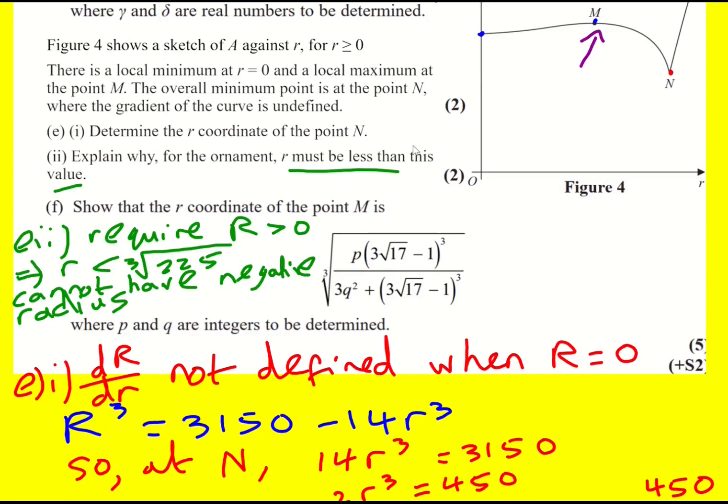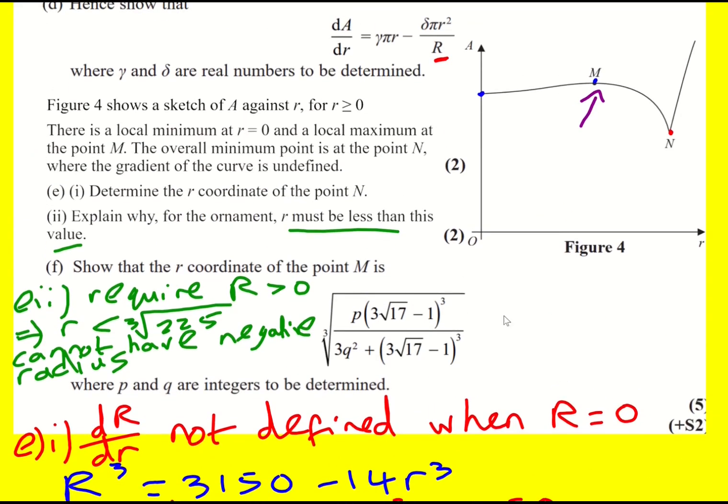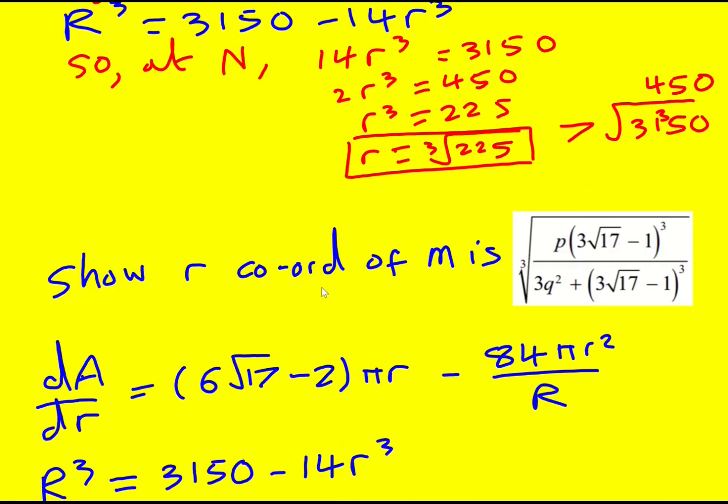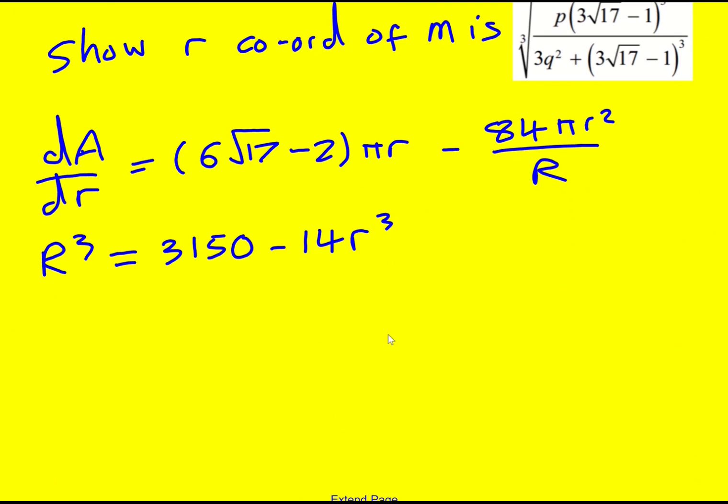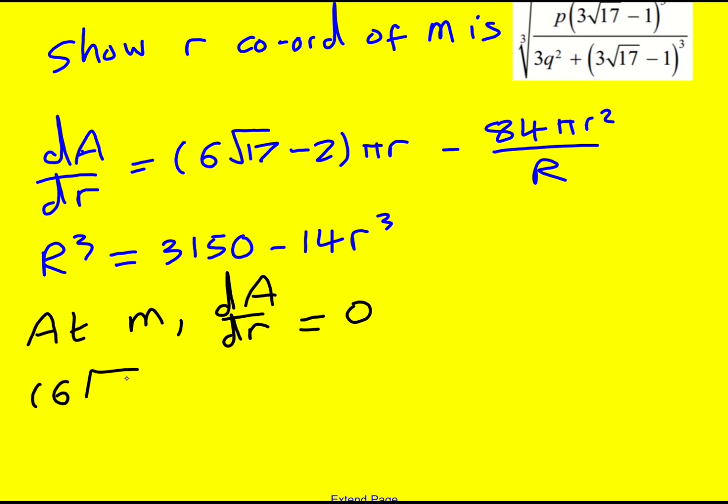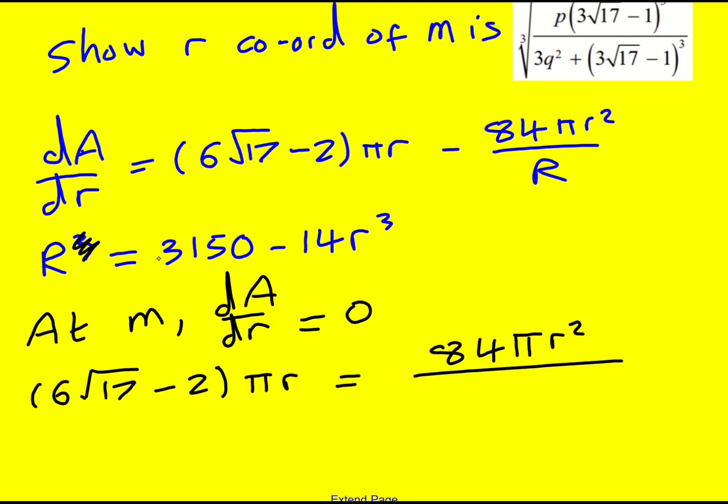This takes us to the very final part. We're asked to show the r coordinate of the point M is given by this, where we have to determine p and q. So we've got the derivative in terms of little r and capital R. We've also got a relationship between capital R and little r. And at M, we know the stationary point will be 0. So what that means is that 6 root 17 minus 2 times pi r will equal 84 pi r squared all over capital R, which we can now rewrite as the cube root of that.